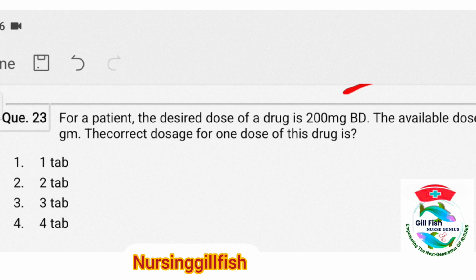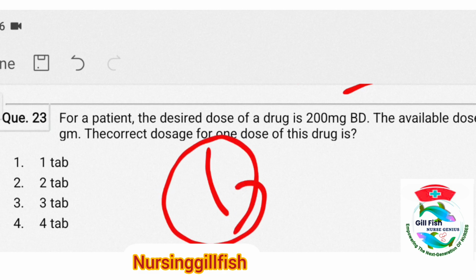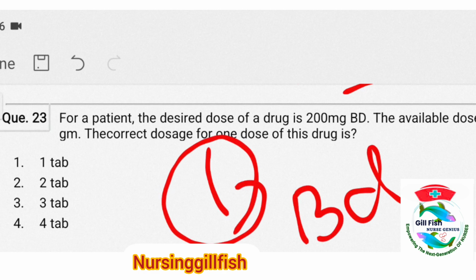Actually, the desired dose is 200 mg, but the available dose is 0.1 gram, that is 100 mg per tablet. So we have to give the dose in the BD order, that is 200 mg per dose. That means how many tablets do you have to give? Two tablets have to be administered per dose. Okay, fine. Next question.